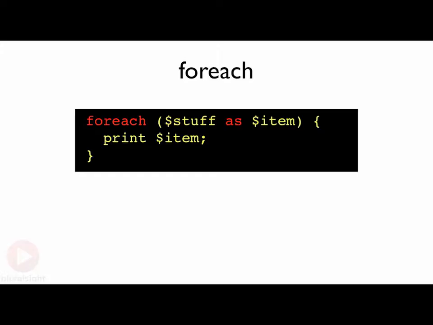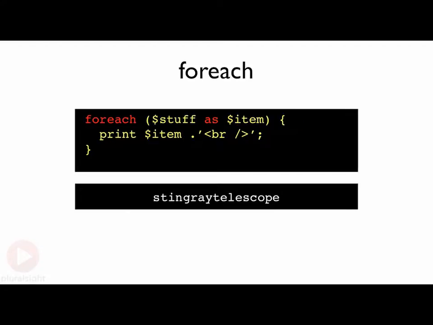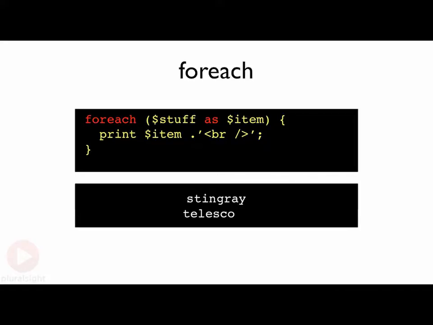So in this example, we're going to loop through our stuff array and print each item in that array. If we recall our original stuff array, we'll get stingray printed by telescope. We can clean this up slightly and add in a BR tag, for example, and that'll change our output to be stingray and telescope.